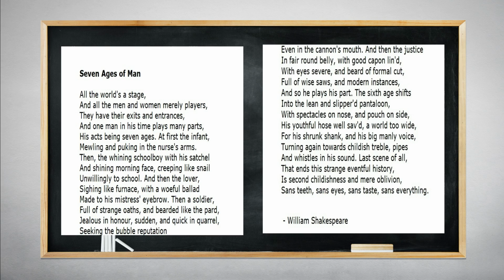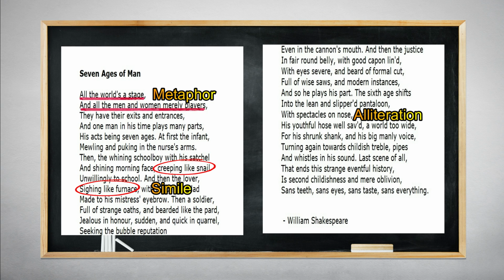Here are the poetic devices in Seven Ages of Man. Metaphor. All the world's a stage, and all men and women are merely players. Simile. Sighing like furnace, creeping like a snail. Alliteration. Shrunk shank, plays his part. Personification. Seeking the bubble reputation even in the cannon's mouth. The cannon is an object, so obviously cannot have a mouth.